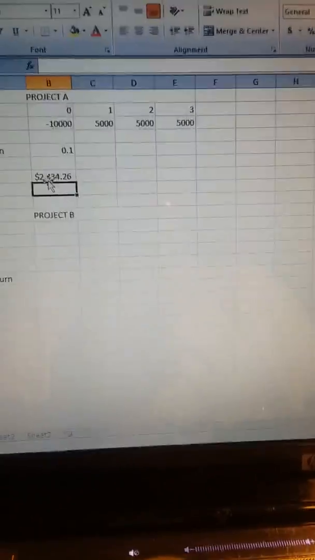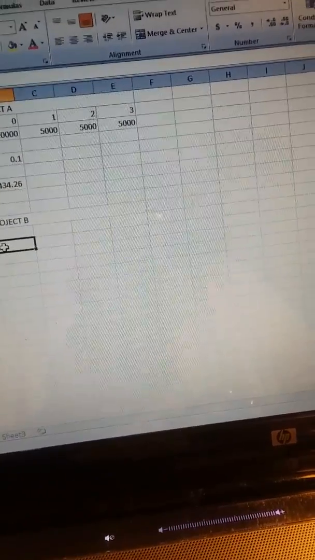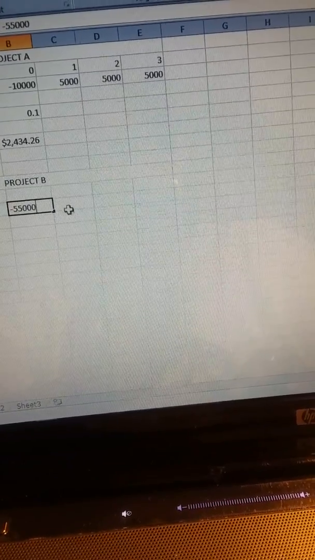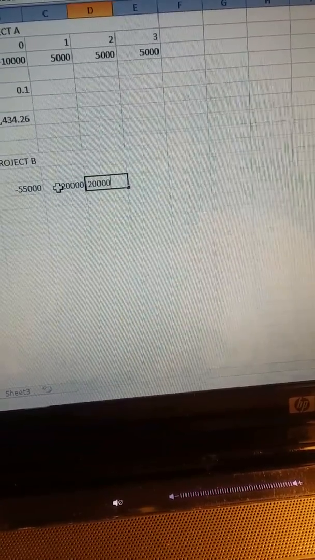And there you go. Your net present value of that is going to be $2,434.26. Let's look at another project. Hopefully we'll get these entered in and it won't be quite so confusing as that one was. So let's say you invest $55,000 into this project, and let's say in the first year you're expected to get back $20,000. In the second year, expected to get back $20,000. In the third year, you're expected to get back $20,000.